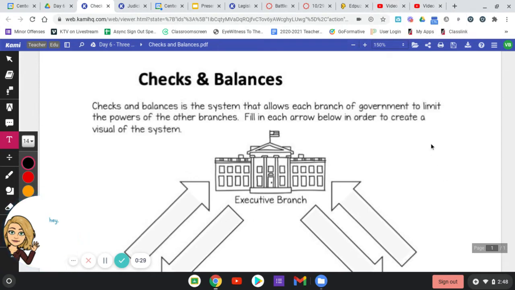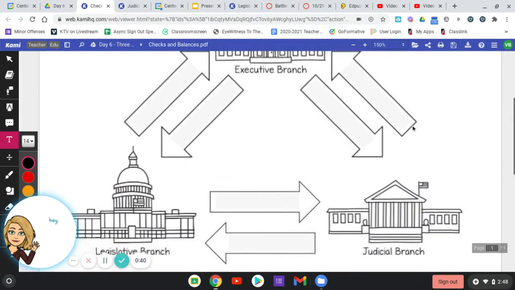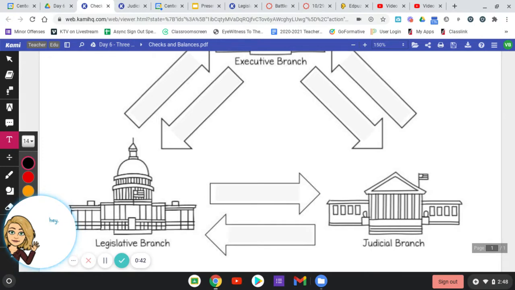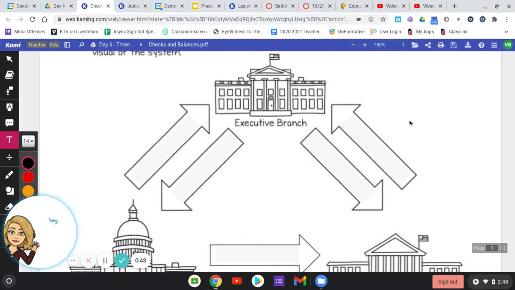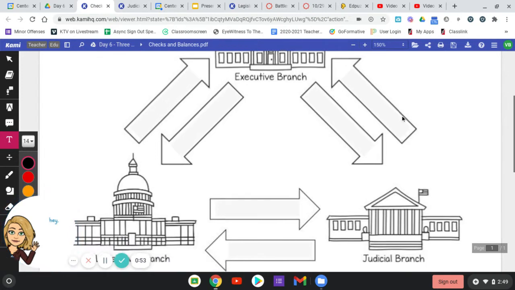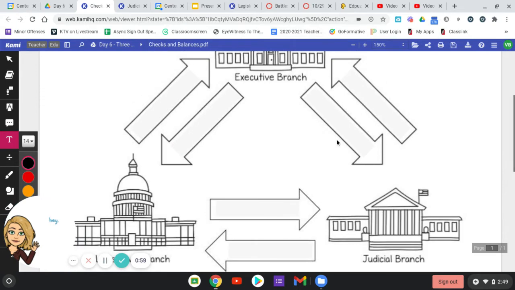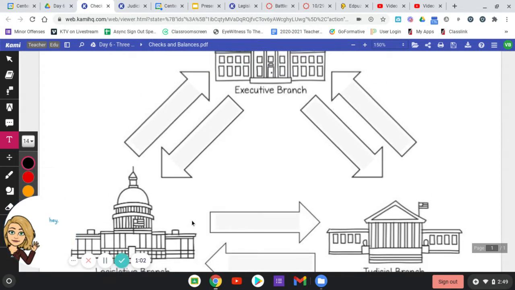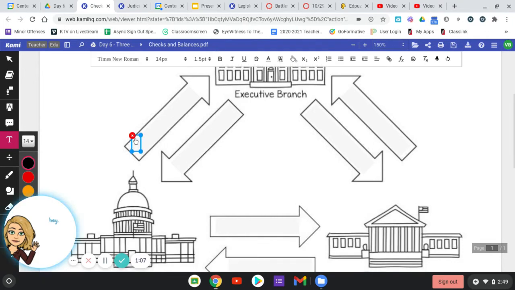So checks and balances is the system that allows each branch of government to limit the powers of the other branches. You're going to fill in the arrows below as I go over them with you. As you can see, we have the legislative branch on the bottom left, the judicial branch on the bottom right, and the executive branch on the top. So the arrows show how, for example, the top arrow shows how the legislative branch checks the executive branch. And the way that the legislative branch can check the executive branch is that it can override a veto.